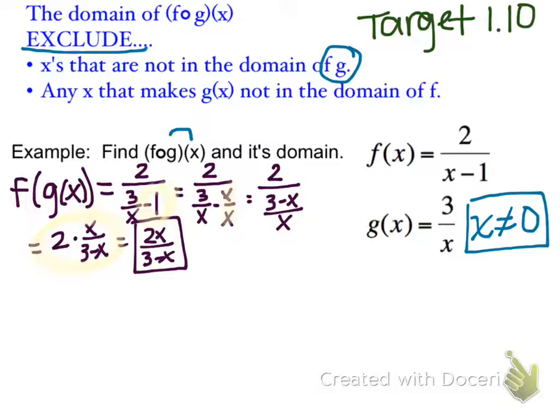So that's the first thing. Look at your inside function, take out any x's that won't work. In this case, x can't be 0. Now here's the next part.